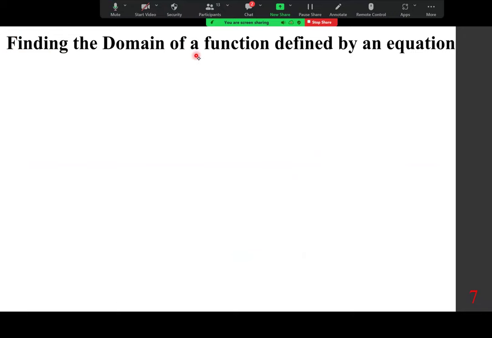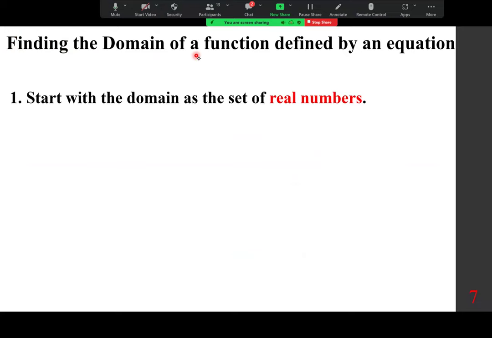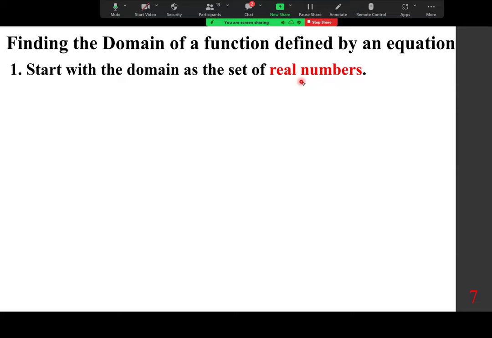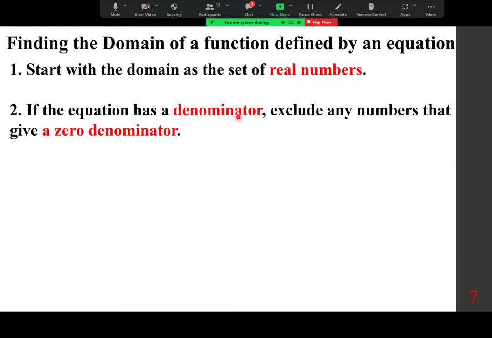Finding the domain of a function defined by an equation. How do we do that? Number one, start with the domain as the set of real numbers. In other words, consider all real numbers to be the domain, and then start excluding if need be. How? Number two, if the equation has a denominator, exclude any number that gives a zero denominator. So any numbers that result in zero as far as the denominator is concerned.